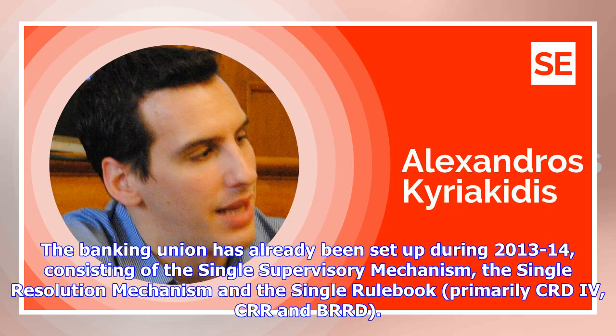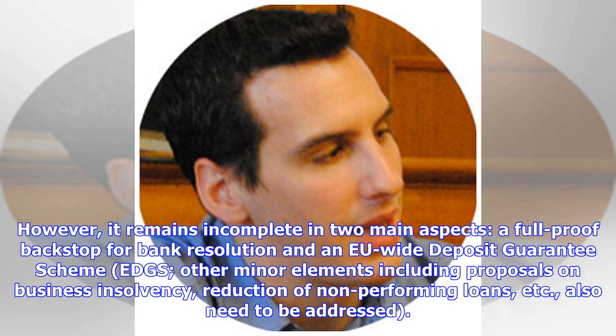The banking union has already been set up during 2013-14, consisting of the Single Supervisory Mechanism, the Single Resolution Mechanism and the Single Rule Book, primarily CRD IV, CRR and BRRD. However, it remains incomplete in two main aspects: a foolproof backstop for bank resolution and an EU-wide deposit guarantee scheme (EDGS). Other minor elements, including proposals on business insolvency, reduction of non-performing loans, etc., also need to be addressed.